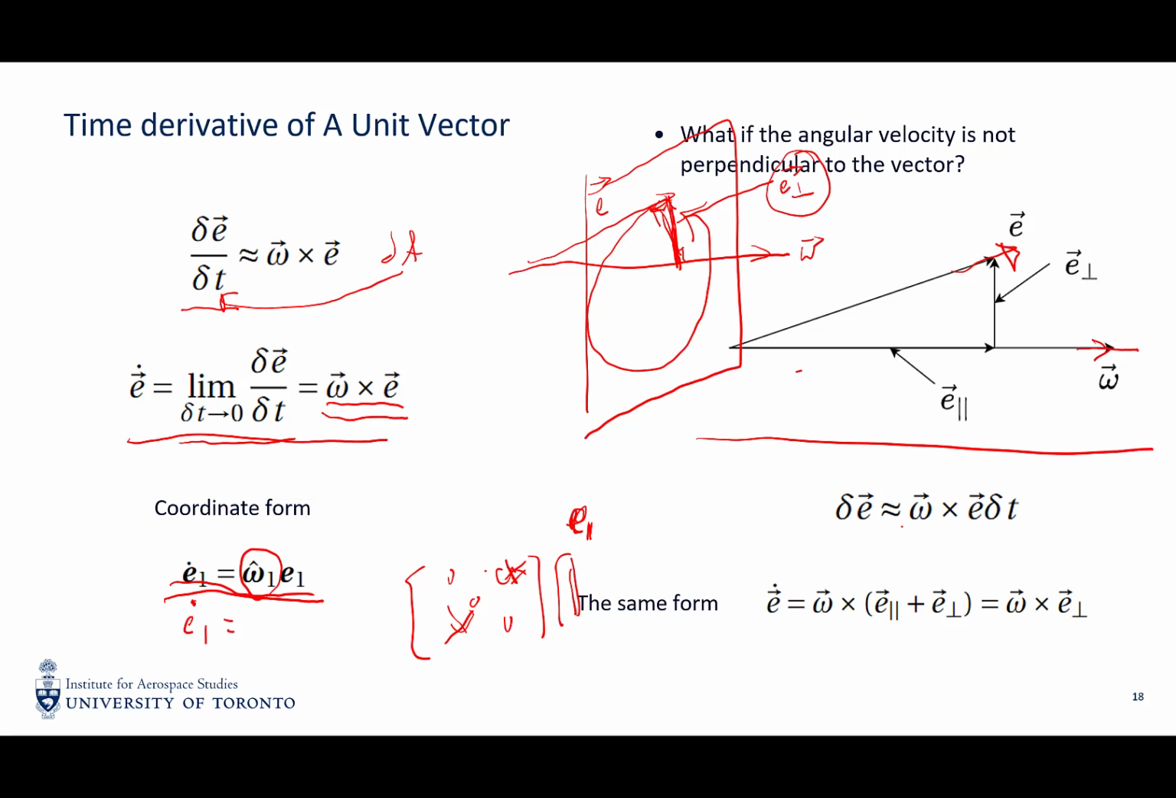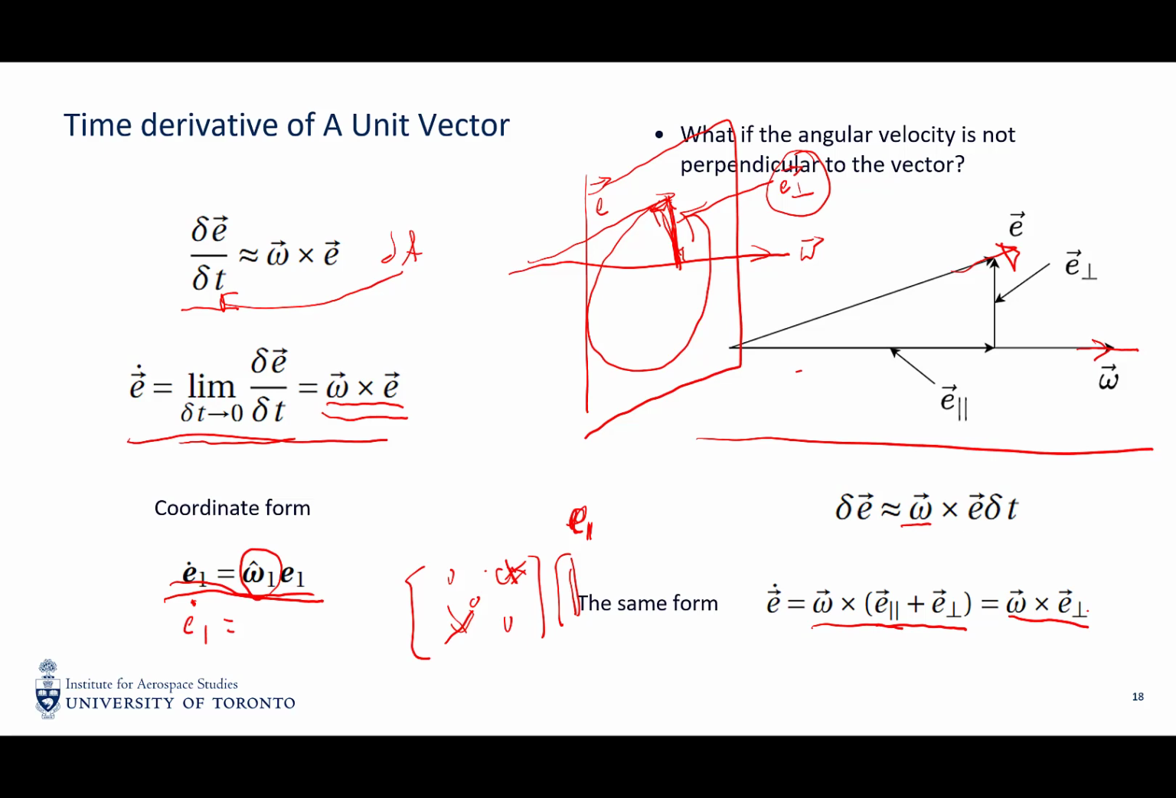So if the omega is not perpendicular to E, we only need to separate the E into two components. One is the parallel component that is parallel to the omega. One is the perpendicular component that is perpendicular to the omega. And by the property of the cross product, if we do the cross product between two parallel vectors, it's 0. So it actually gives us this.